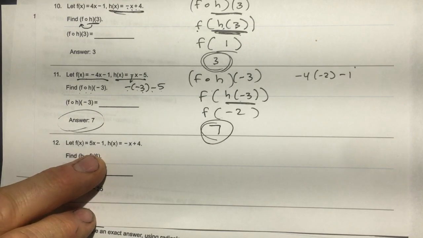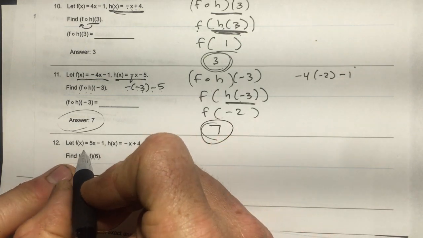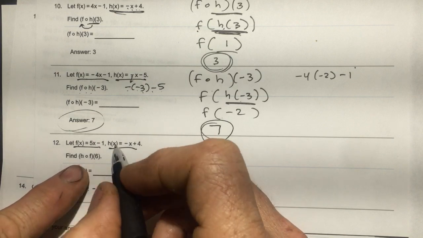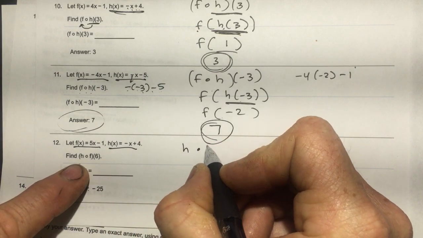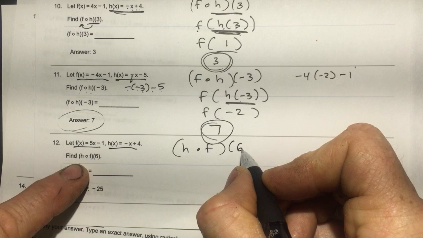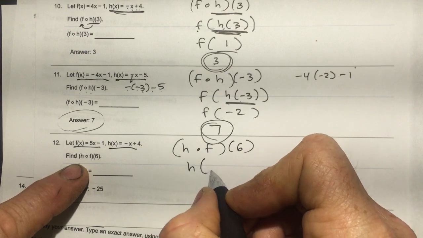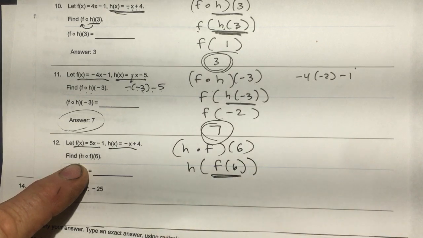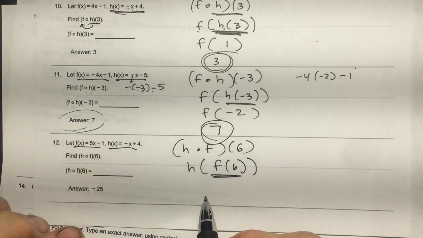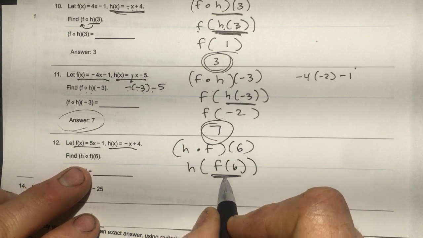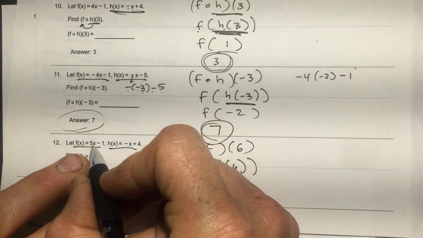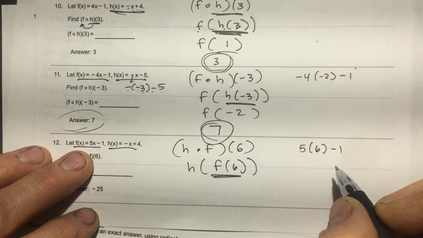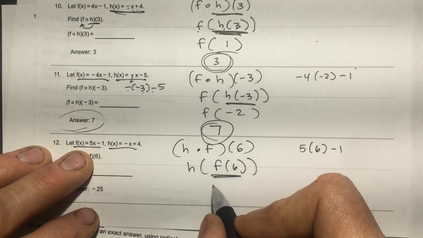And then here's another one. Here's the f function, here's the h function. All right, now it's backwards this time. I'm doing h of f of 6, which means I've got to do f of 6 first. So I'm going to put 6 in the f function. This is going to be 5 times 6 minus 1. That's going to be 30 minus 1, which is 29.